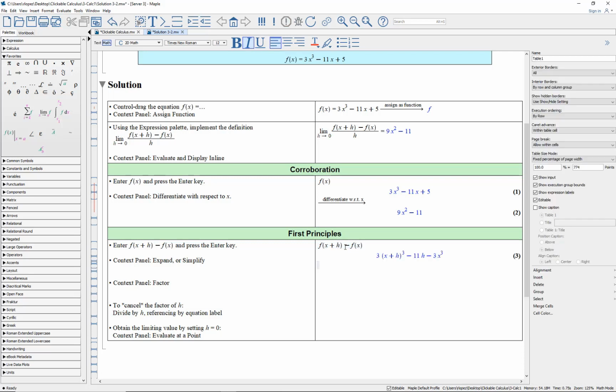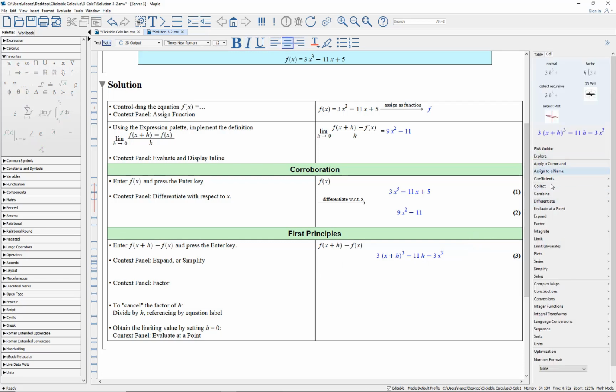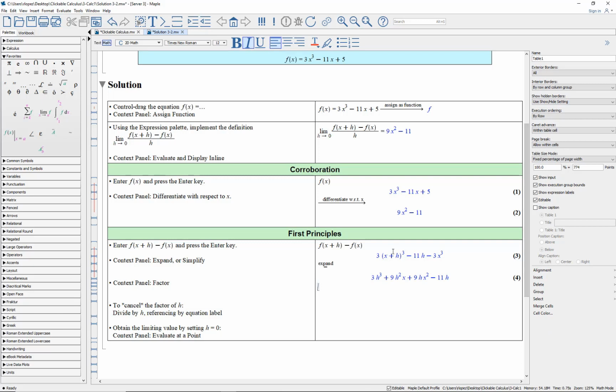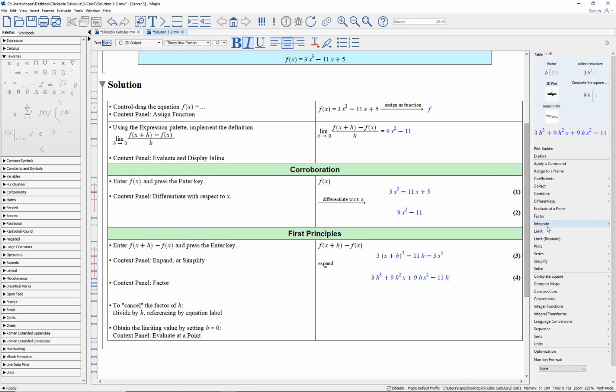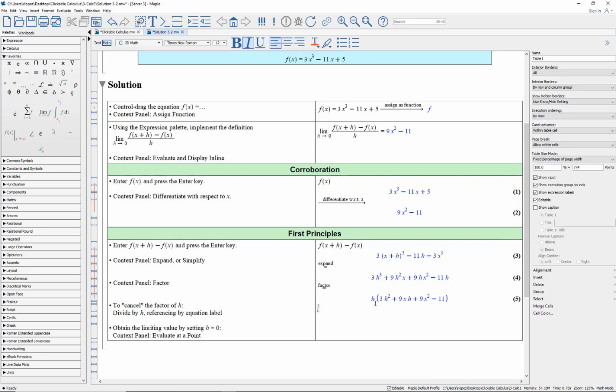Hit the enter key. And you see an x plus h cubed, and you realize you've got some algebra to do. So either expand or even simplify will work. Expand, and this binomial to the third power is multiplied out. And then you notice every term has an h in it. So maybe we should hit it with factor. This is the factored form of the numerator.